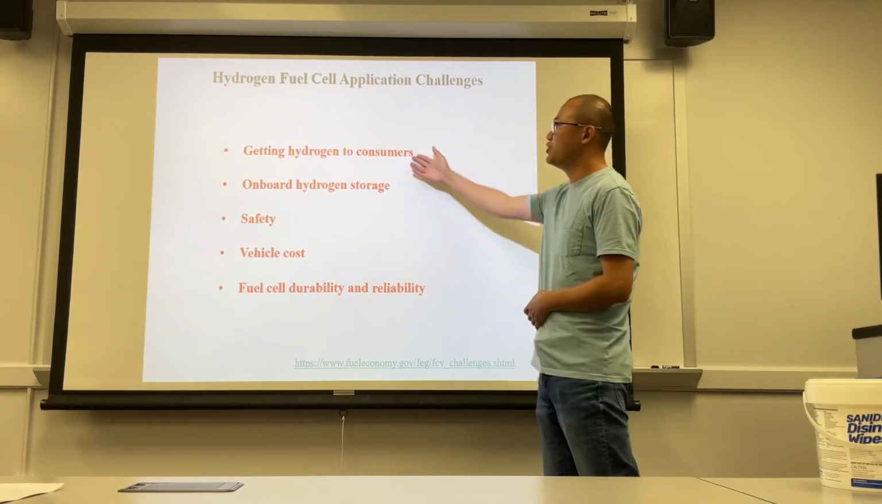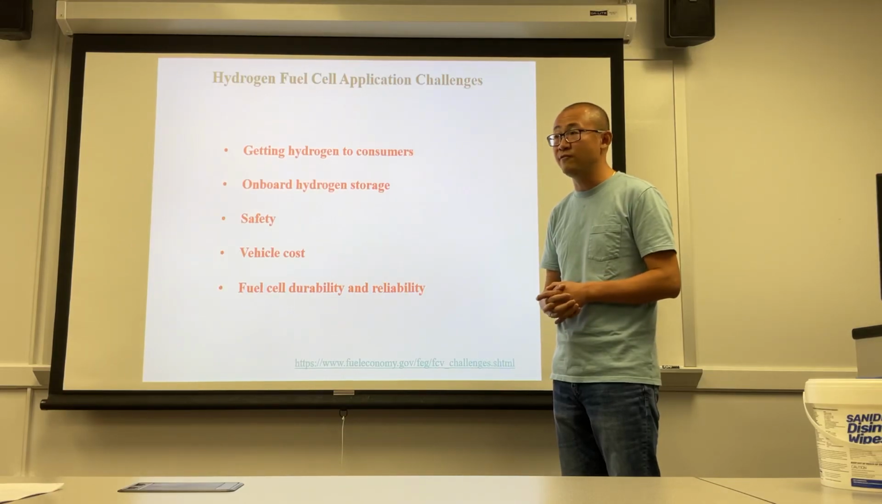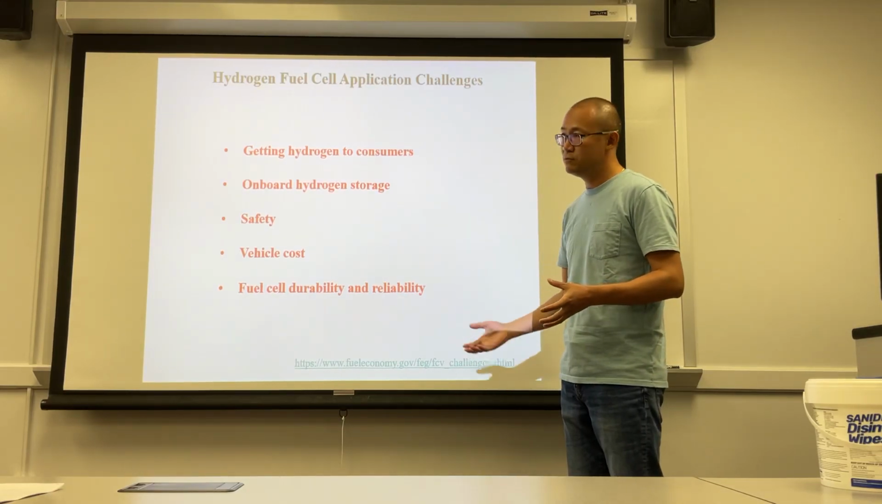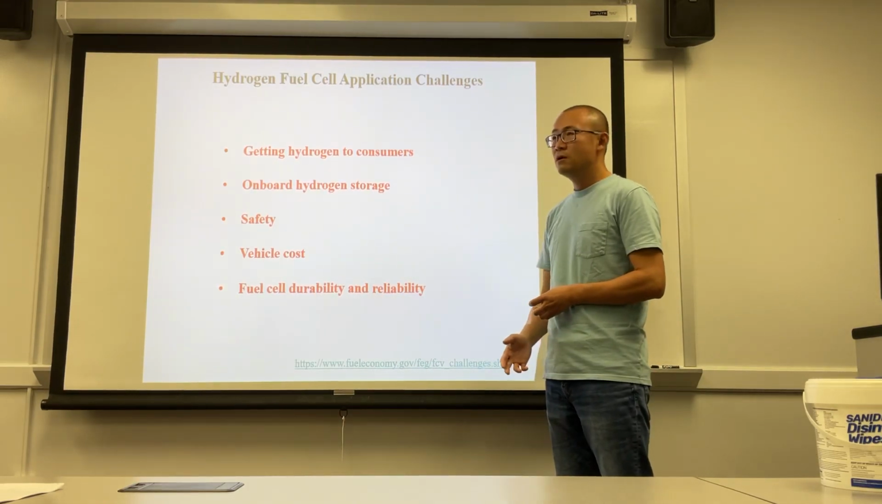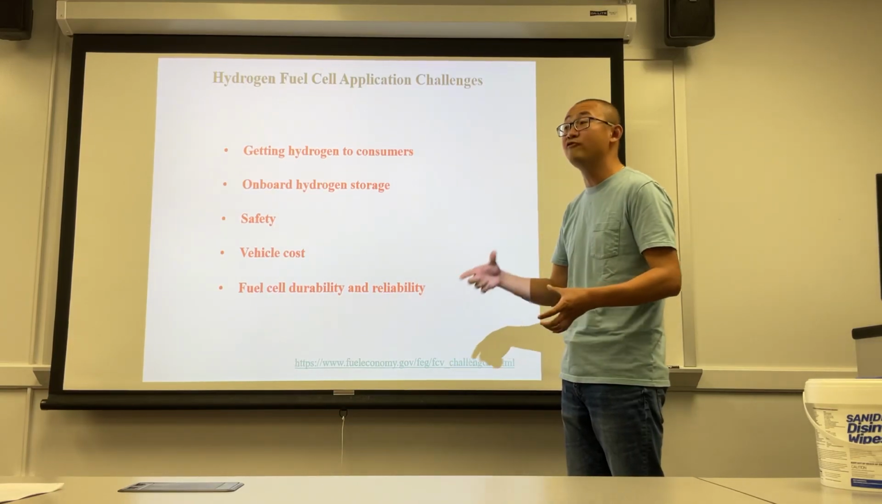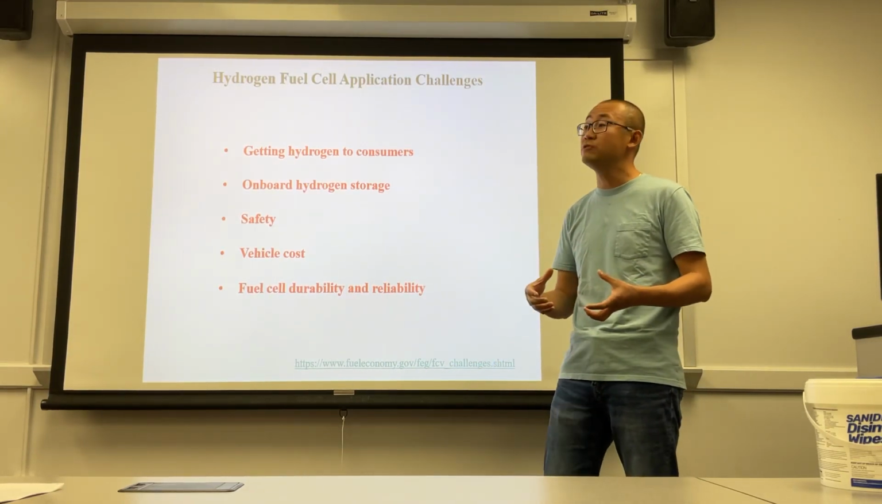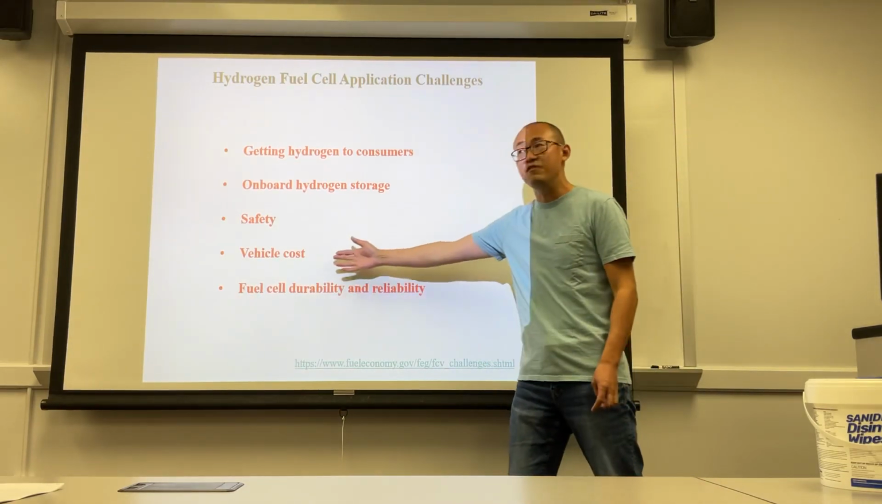For example, first is how do you get hydrogen to consumers? You have to have infrastructure, so you have to transport hydrogen to the gas stations, right? To hydrogen stations. And also onboard hydrogen storage, like the hydrogen tank on the cars. They have to be safe because hydrogen is explosive. So the hydrogen tank has some safety concerns, and also the cost of the vehicle.